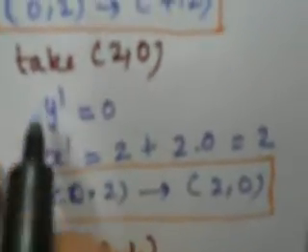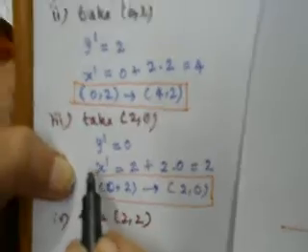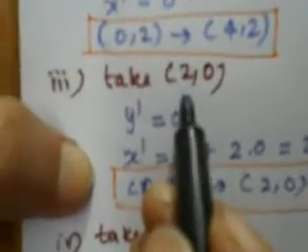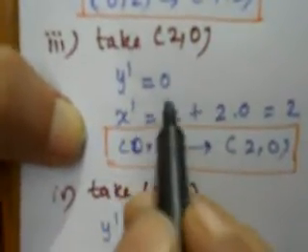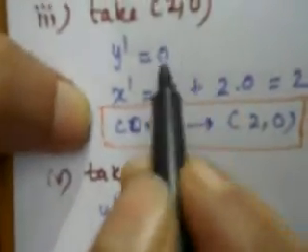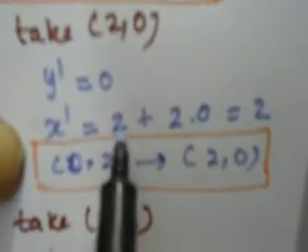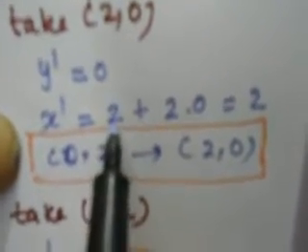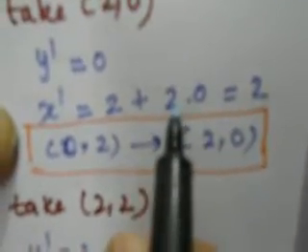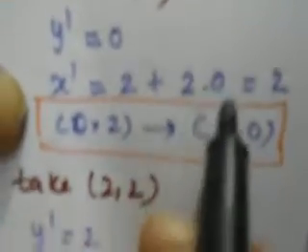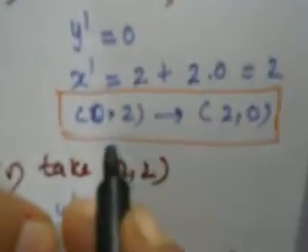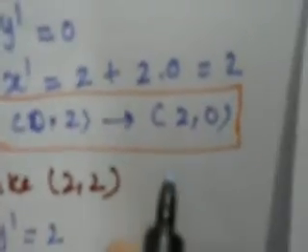We take the next coordinate, 2, 0. Now here x is 2, y is 0. So y dash is equal to y, which is 0. x dash is equal to x, which is 2, plus SHX 2, y 0, 2 into 0 is 0, so 2 plus 0 is equal to 2. Now 2, 0 becomes 2, 0.